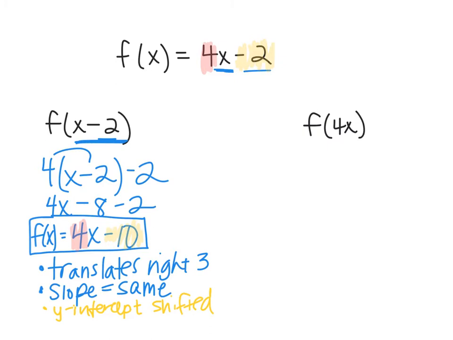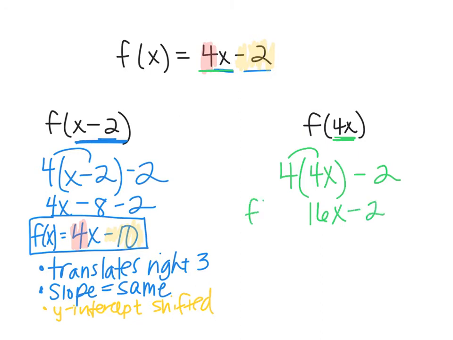Okay, let's look at one more. Okay, let's look at this last rule here. So this one, it says, just take the x value, multiply it by 4. So I'm going to start by writing my 4 that was out front, put parentheses. Now it says times that x value by 4. So I got to times my x value by 4 and then subtract 2. Okay, let's multiply this out. 4 times 4 is 16x minus 2. So here is my new function.